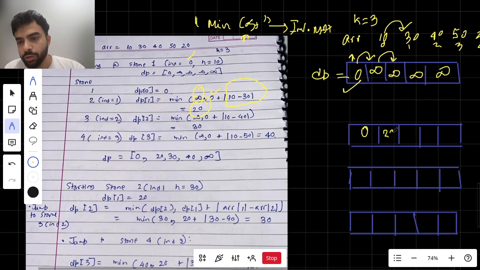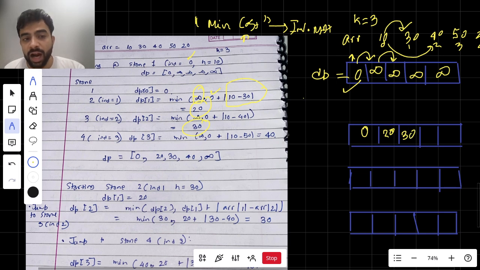So 0 is done, 20 is done. Right now I am at 10, but what number of jumps do I want to take? I want to take 2 jumps. That means I want to go from 10 to 40 directly. In this particular case, what is my absolute value? 40 minus 10, which is nothing but 30. I'm getting an absolute value of 30, and my previous value is infinity comma 0. What is the minimum of this infinity and 30? 30. So I'll put 30 over here.